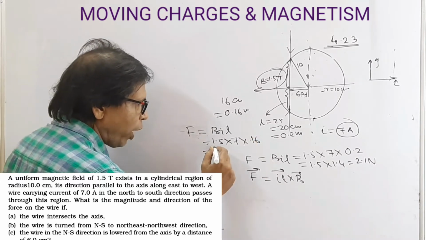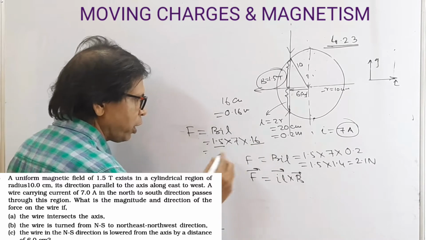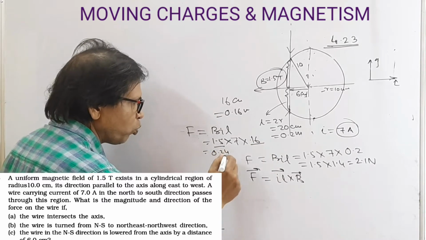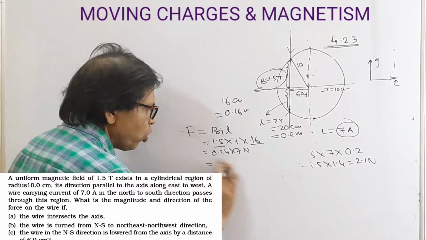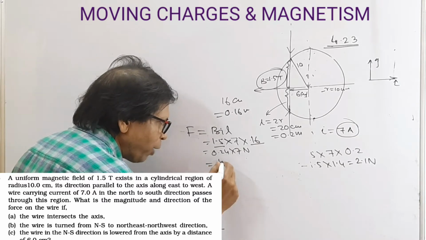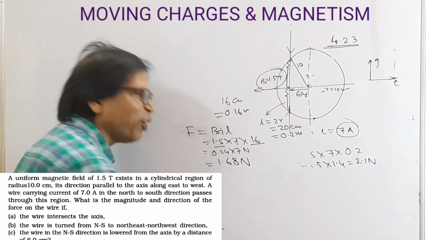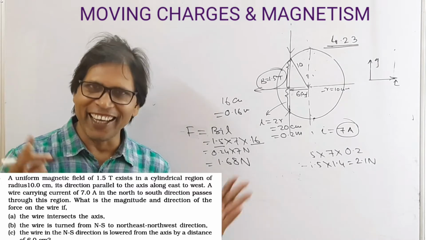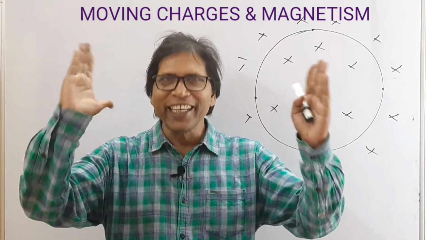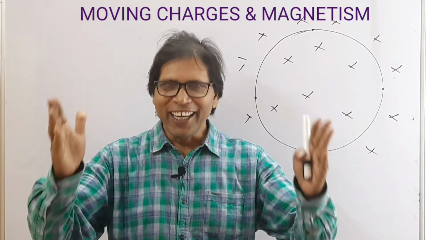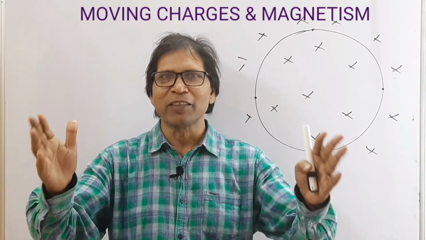Now look at this, 1.5 and this is 1.6, so this is 0.24 into 7 Newton. So this force is 1.68 Newton. Understood? Next. Now, motion of a charged particle in a normal magnetic field.